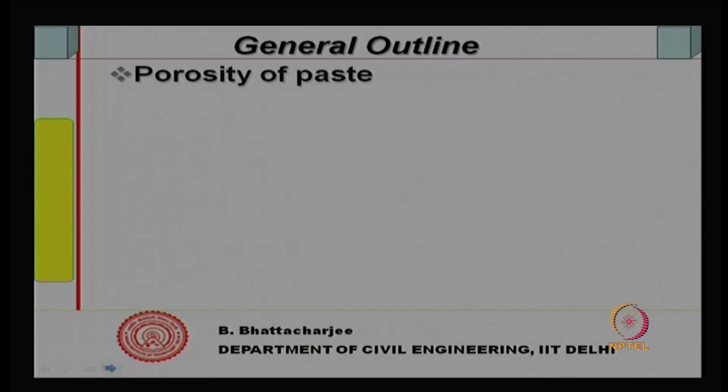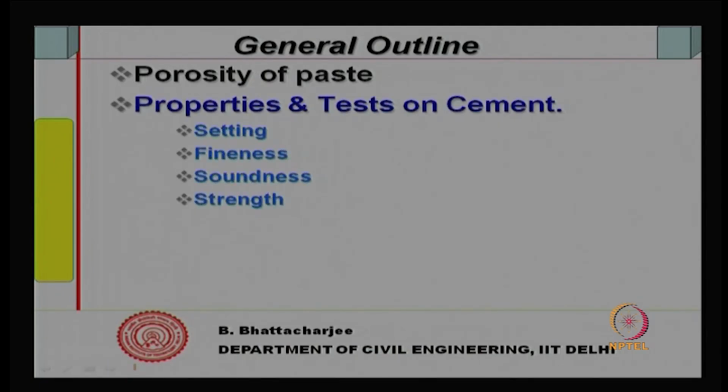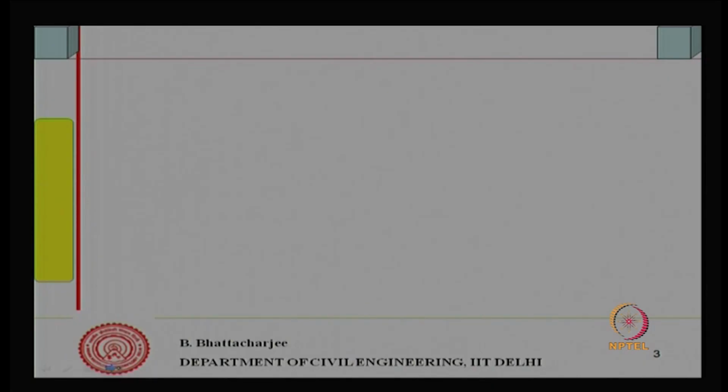So, we will talk of porosity of paste. Then we will look into properties and tests on cement: setting, fineness, soundness, strength, and lastly we will look into types of cement. I will just start this types of cement. So, let us start from where we have stopped in the last class.